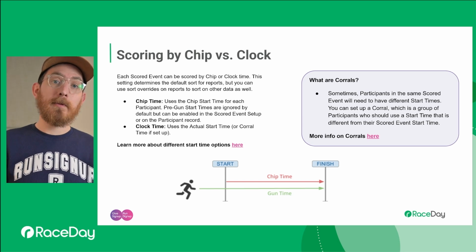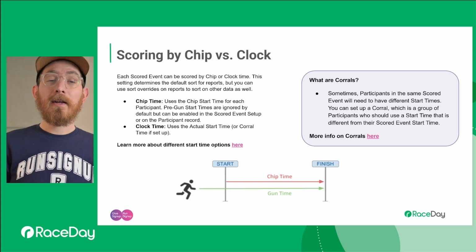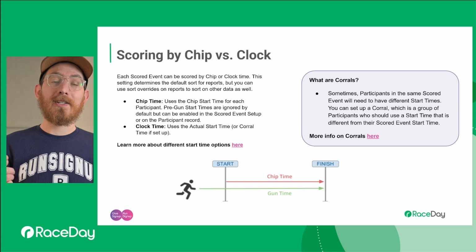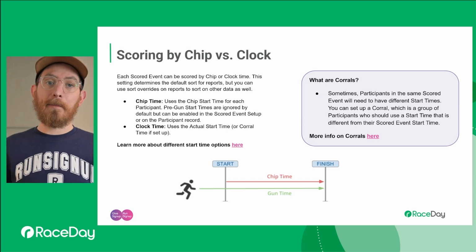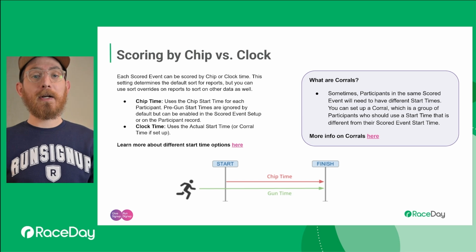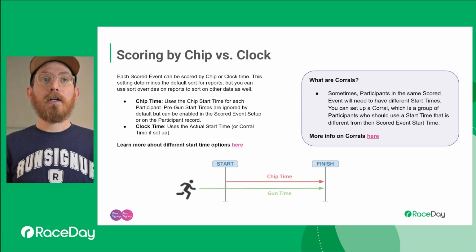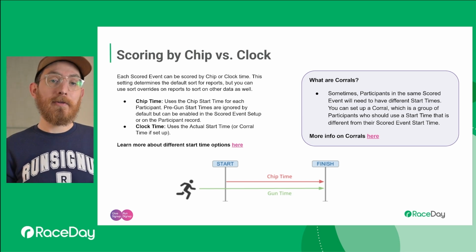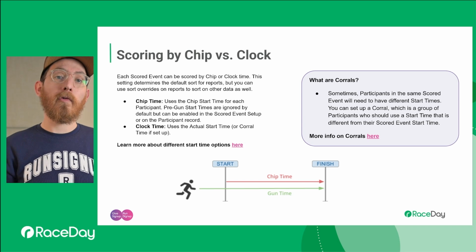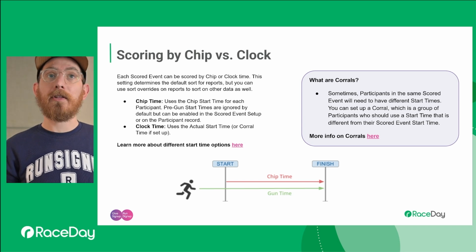It's also possible to do this on the individual participant. So if you had one person who you know started really, really early and you don't want to set up a corral for them, you could go into their participant record and say, I want to consider chips or pre-gun times for this participant, and it will allow that override to happen, and their chip time will be accurate then.